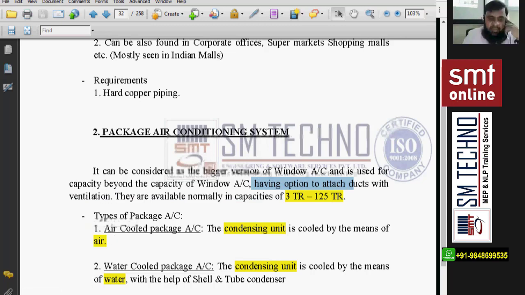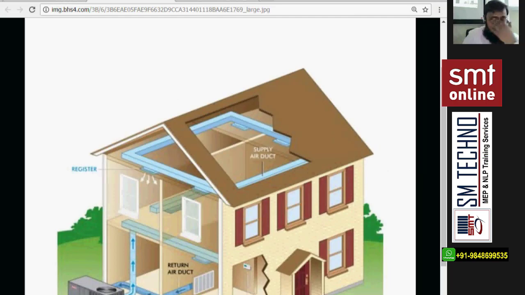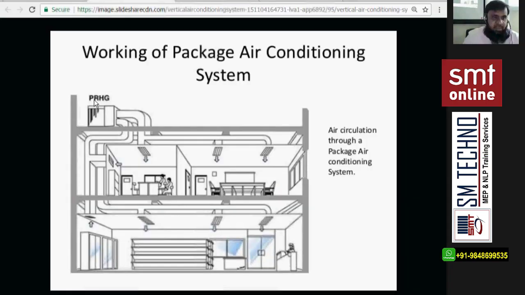So how to provide the ventilation? This other image, package rooftop unit, working of package air conditioning system. On that side you'll find the compressor and condenser. It's not visible, but you can see the evaporator side on the top. This is the supply duct. You see the supply duct, one branch is connected to the ground floor also.